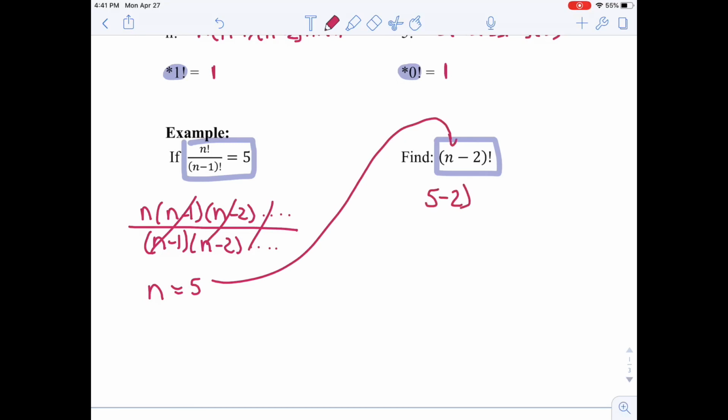Well, once we know n is 5, take that over here. That's 5 minus 2 factorial. So 3 factorial. 3 times 2 times 1, and that is 6.